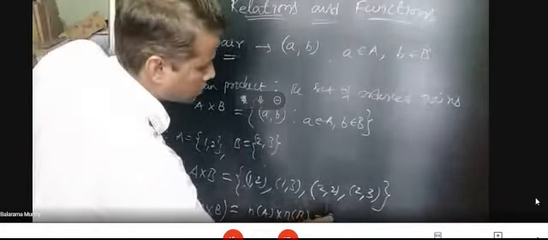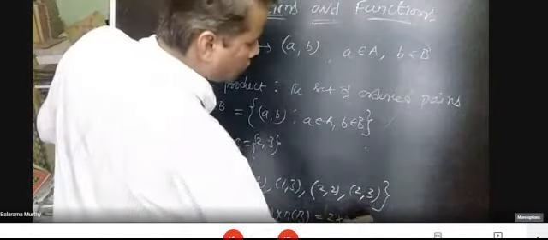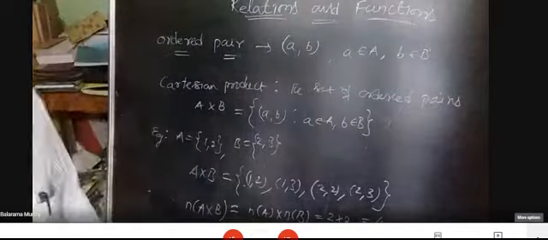Which is equivalent to, this can be written as n of A into n of B. What is n of A? 2. That means number of elements in set A, 2 elements. Number of elements in set B, which is also 2 elements. 2 into 2, which is equivalent to 4. So how many elements in Cartesian product of A cross B? The general formula is n of A into n of B, which is equivalent to 4 in this example.